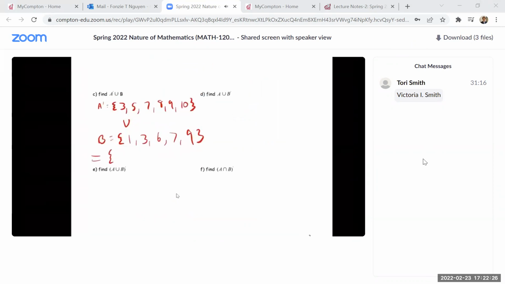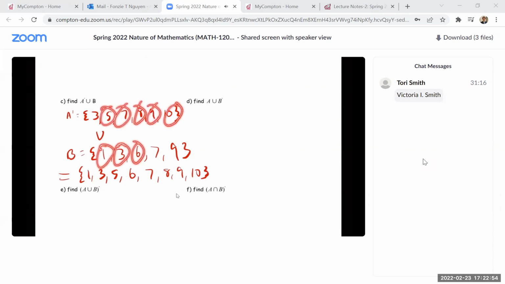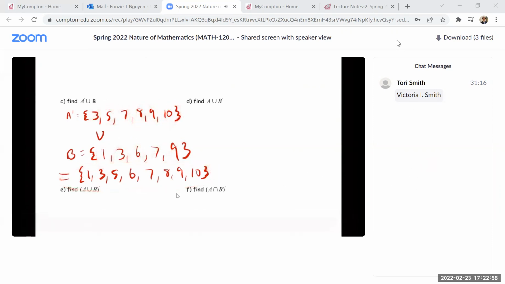But you don't want to repeat, you're never supposed to repeat elements. So does anybody know what would go in there? 1, 3, 5, 6, 7, 8, 9, 10. Yeah, and notice you didn't repeat the 3s. Even though there are two 3s, you don't write it twice, you only write it once. So we got the 1, we got the 3, 5, 6, 7, 8, 9, 10. And we don't repeat 7, 9, or 3. So there you go. That is the final answer. Very good.